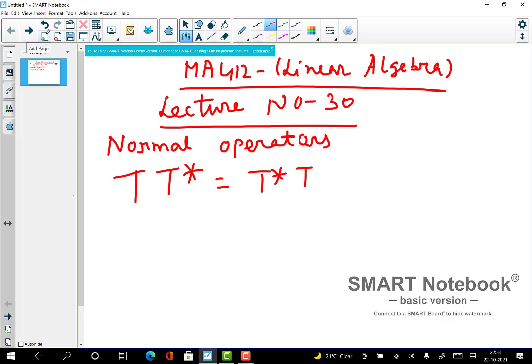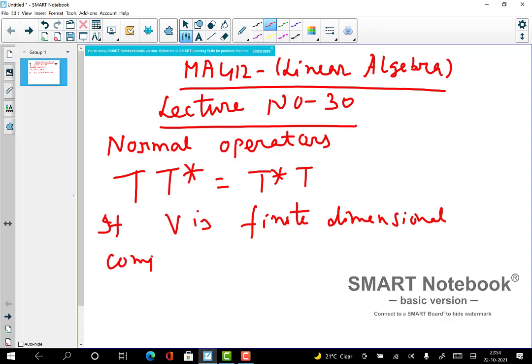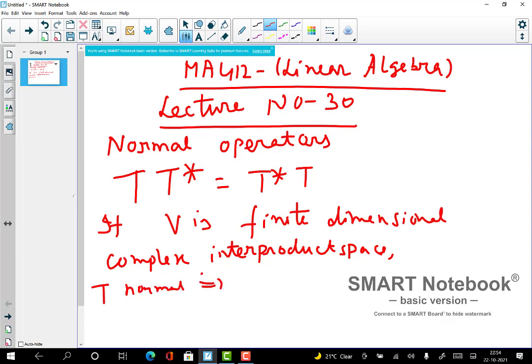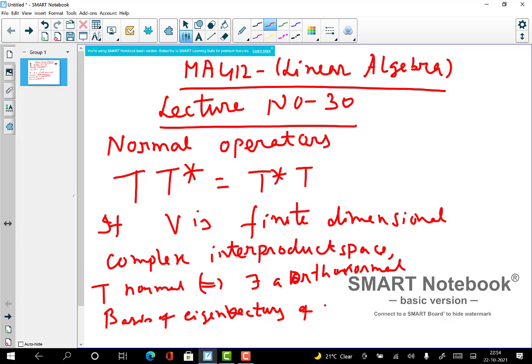So let me just recall the theorem again. If V is a finite dimensional complex inner product space, that is important, very complex, then T is normal if and only if there exists an orthonormal basis of eigenvectors of T.